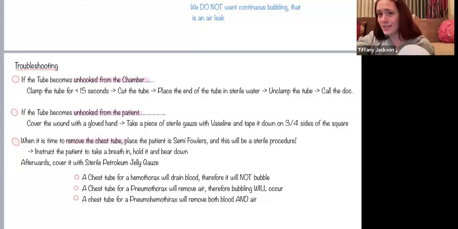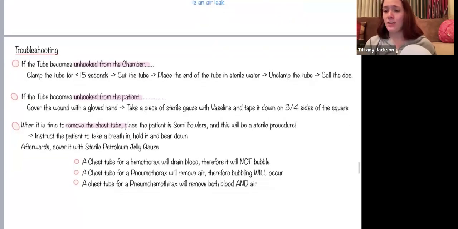A couple different reasons a patient could have a chest tube. If they have a hemothorax, it's going to drain blood. Therefore, we don't want any bubbling in the collection chamber. However, if they have a chest tube in for a pneumothorax, we're removing air. Therefore, bubbling will occur in the collection chamber. And then finally, we have a pneumohemothorax. This removes blood and air.